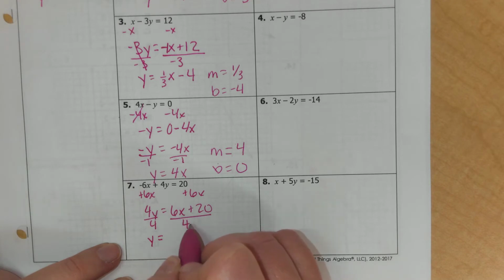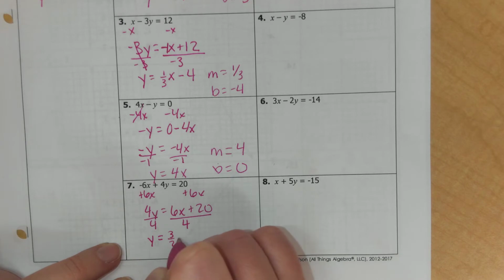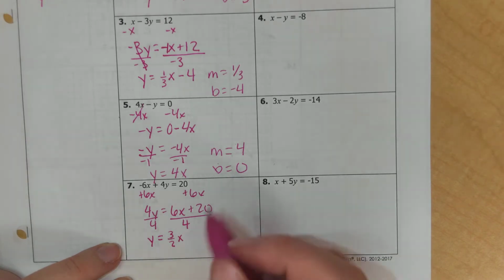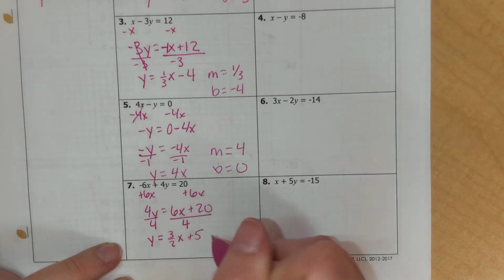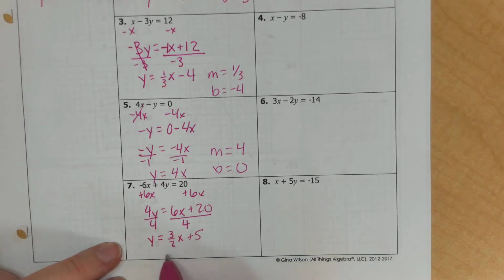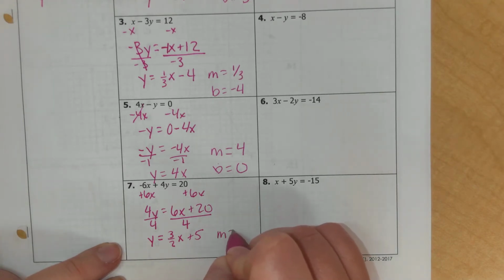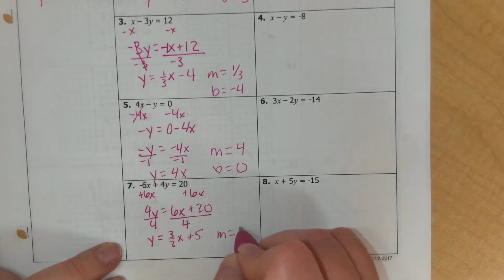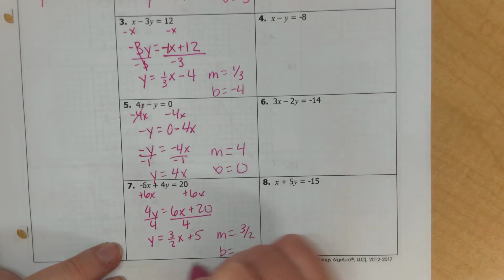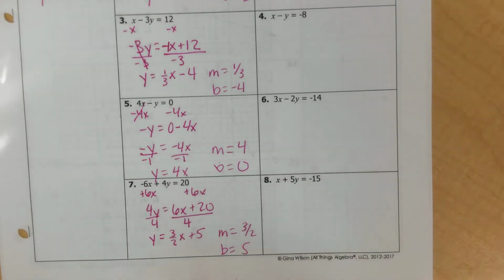So I end up with a slope of 6 divided by 4, which we know we can simplify down to 3/2 x, and then 20 divided by 4 becomes a positive 5. So our equation becomes 3/2 x plus 5. Our slope is this m value, 3/2, and our b, or our y-intercept, is a positive 5.